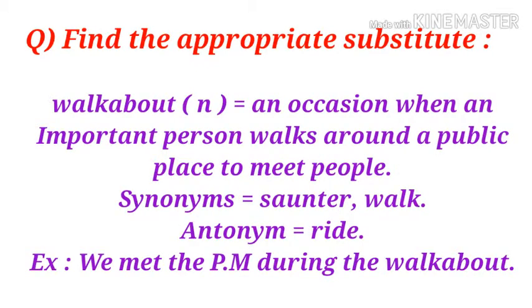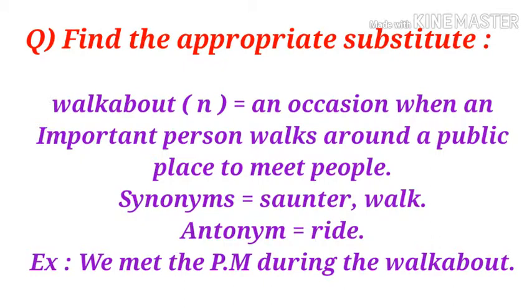Option number 3 is walk about. It is a noun word, and its meaning is an informal occasion when an important person walks around a public place, meeting to talk with people. Means where we find that some officials like the prime ministers and all, or some kind of ministers who move in the public to meet the people and talk with them. This is known as walkabout, and its synonyms are saunter, walk. Its antonym is ride. For example, we met the PM during his walkabout.